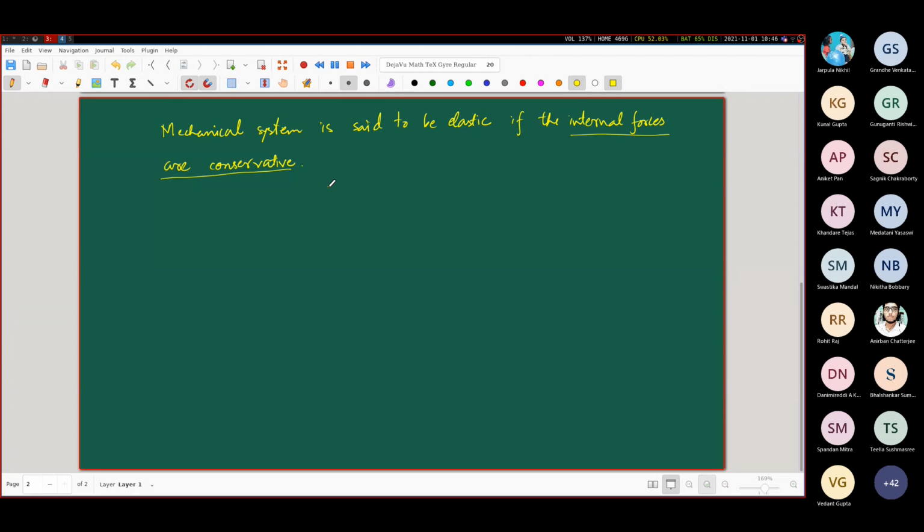That's it. Now, you have already learned in your +2 that if forces are conservative in nature, then some kind of potential, or we can say some kind of potential energy, will be associated with it. If the forces are not conservative, then you cannot associate any potential energy with it.